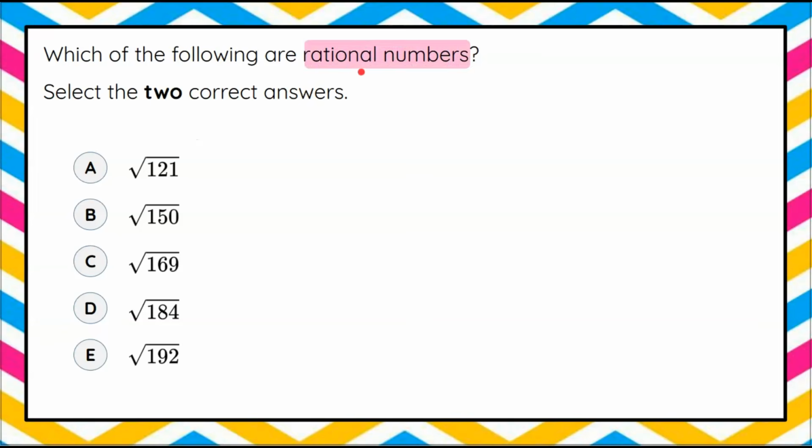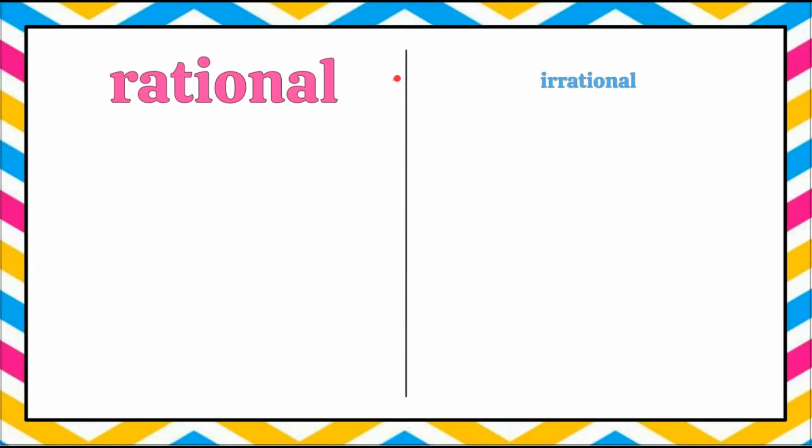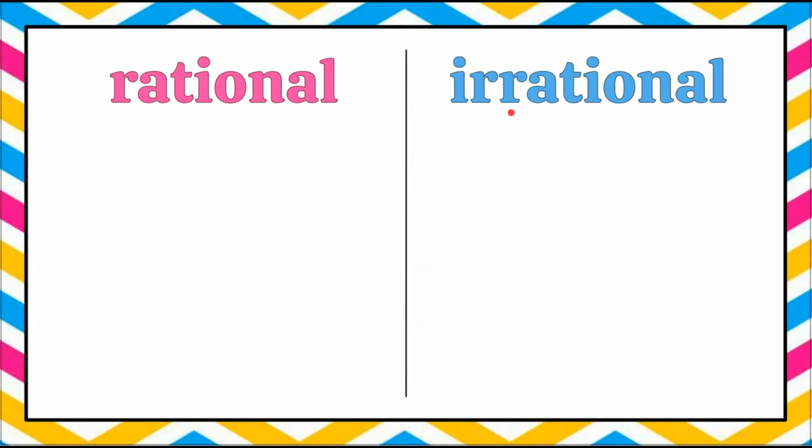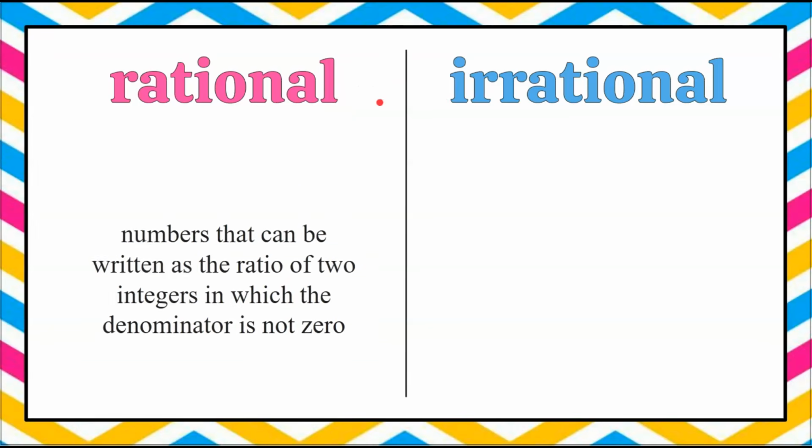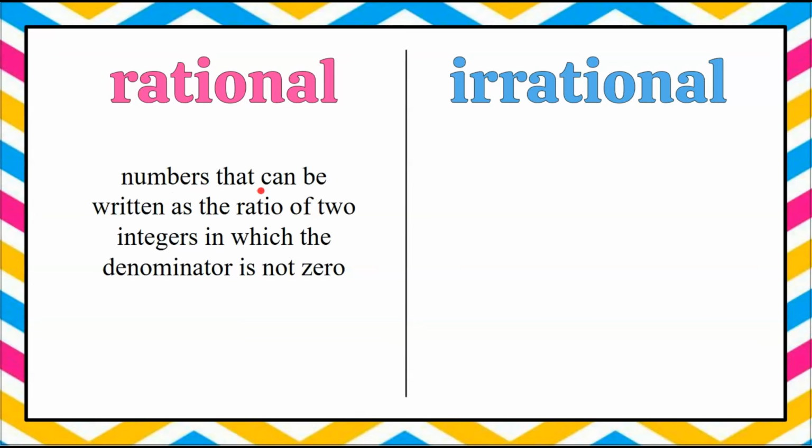So we want to determine which are rational numbers, and we want to pick 2 of these 5 square roots that are rational. So first let's understand a rational number. To understand rational, we also want to understand irrational, because if it's not rational, it's irrational. So when we define rational, rational numbers are ones that can be written as the ratio of 2 integers in which the denominator is not 0. So rational means any number value could be written as a fraction.